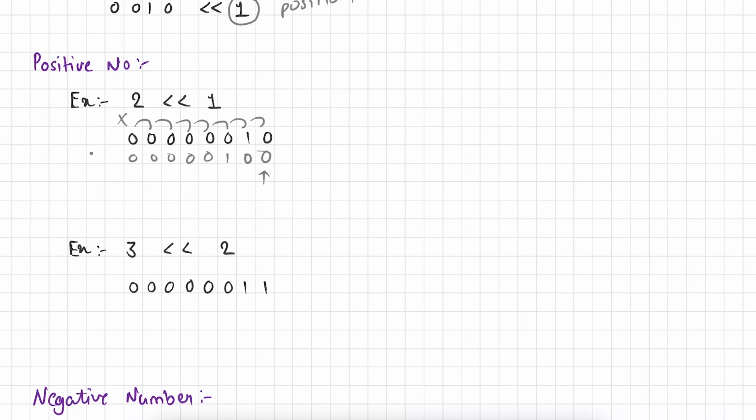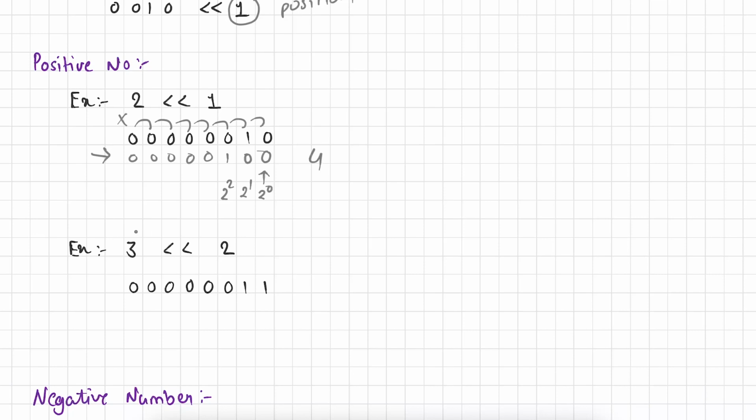Now which number does this binary representation belong to? It simply belongs to 4, because this place represents 2 to the power 0, this place represents 2 to the power 1, and this place represents 2 to the power 2. So the decimal representation of this binary representation is 4. Okay, moving on to the next example.